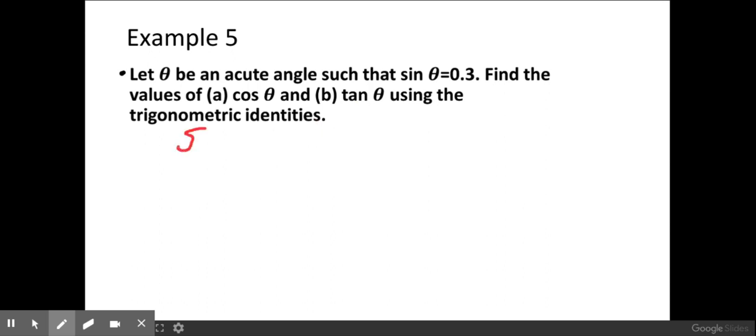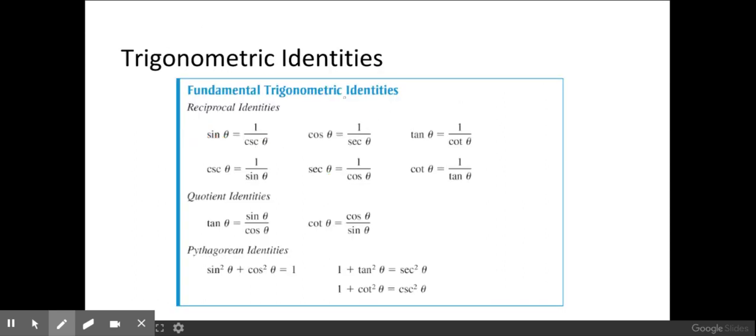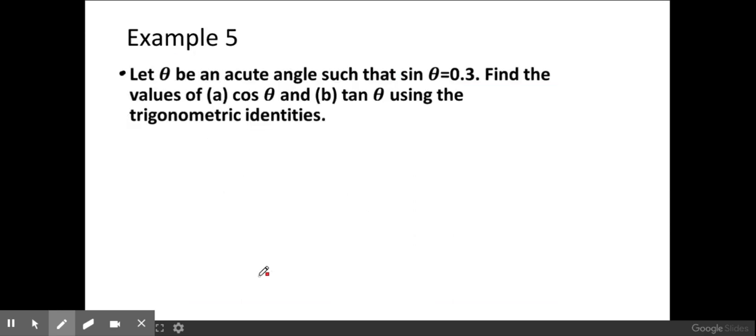So all we have is sine theta equals 0.3. And we want to find cosine theta and tangent theta. So if we go to our identities, let's look for one that either has just sine and cosine or just sine and tangent. So if you look through, so tangent equals sine over cosine. So we have sine, but we don't have cosine. So here we have sine and we want cosine. So since these are the only two identities used in this Pythagorean identity, we can use plugging in what we know for sine to solve for cosine.